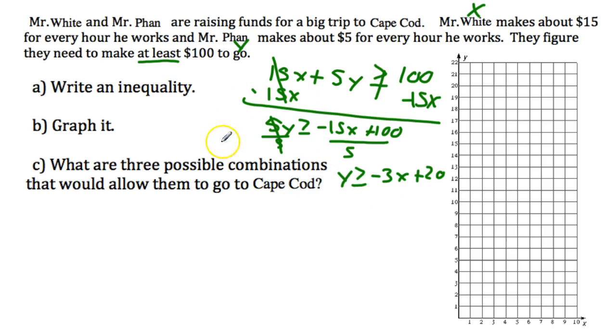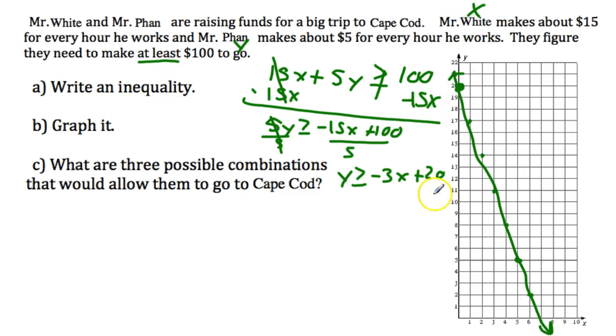So this is the equation. Let me graph it. The y-intercept is 20, so that's right up there. Bam. The slope is minus 3, so that's minus 3 divided by 1. So I go down 3 to the right 1. Down 3, right 1. Down 3, right 1. Bam, just like that. Will the line be dashed or solid? Well, it's greater than or equal to, so it's going to be a solid line. Bam.